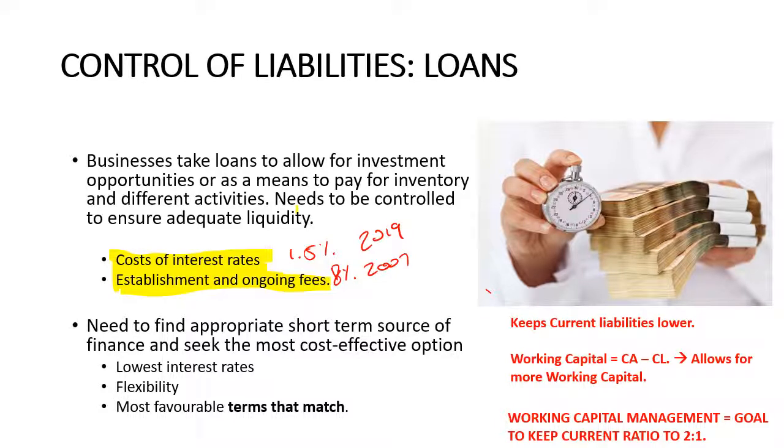Okay, so it needs to be monitored. You need to pick the right loan from the right bank to be the most cost-effective option. So the first part is looking at the lowest interest rate. Okay, so we're looking at 3%, 4% rather than 5%. The second one is flexibility. And by flexibility, we mean instead of being a fixed loan, say paying $100 a month over 10 years, I could pay it back early. Okay, so that's the ability to pay back early.